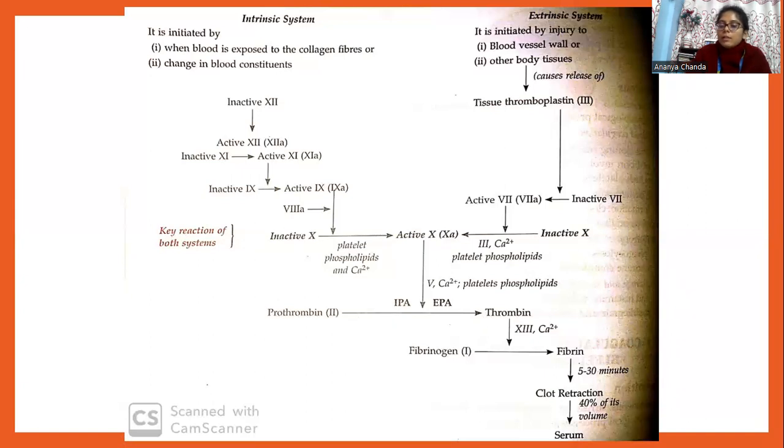With the help of factor 13, the fibrin stabilizing factor, along with calcium, it converts the soluble fibrinogen, factor 1, to the insoluble fibrin structure. This fibrin forms a clot, a mesh-like or thread-like structure, after 5 to 30 minutes. So this is the mechanism of the two pathways, the intrinsic system pathway and the extrinsic system pathway, of blood clotting.